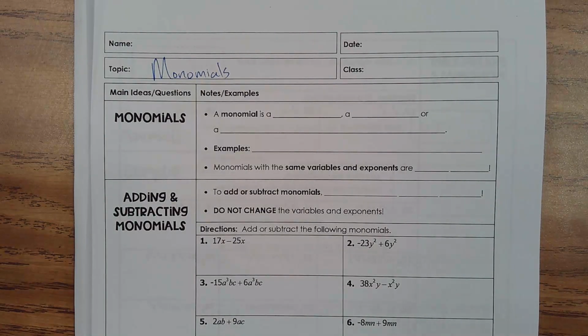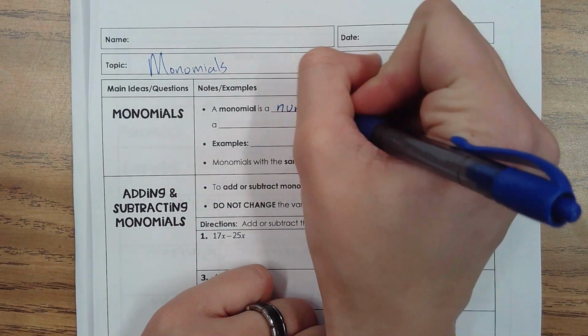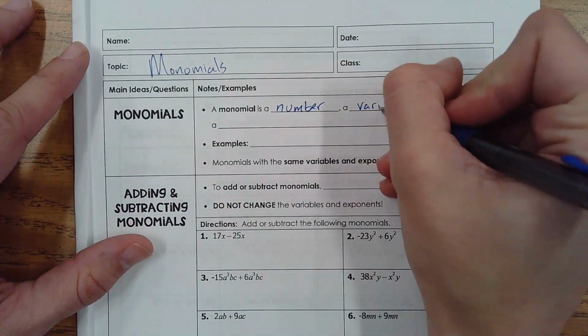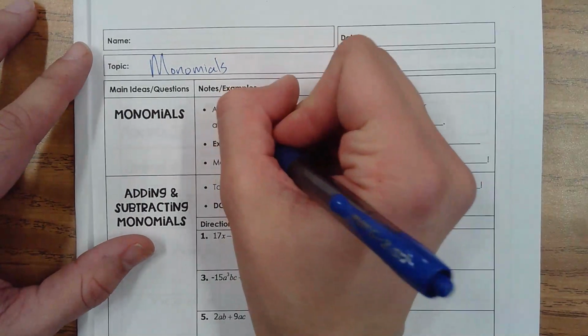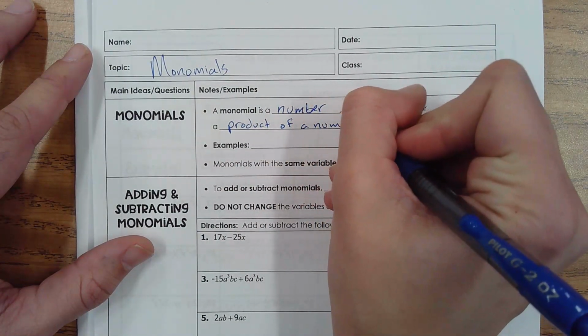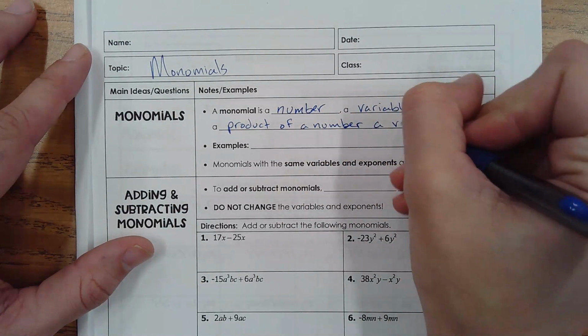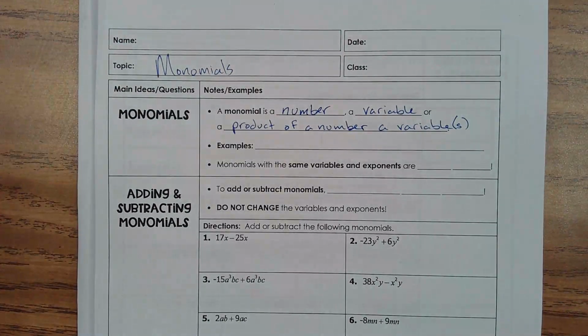Today we are looking at monomials and specifically looking at adding and subtracting monomials. So first let's start with our definition. A monomial is a number, a variable, or a product of a number and variable, or sometimes variables. So it's a number, a variable, or a product of a number and a variable.